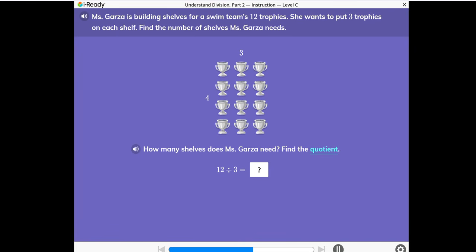Wait, you eat trophies? Oh, I did not know that. Listen. How many shelves does Ms. Garza need? Find the quotient. Oh, I heard eat, not.